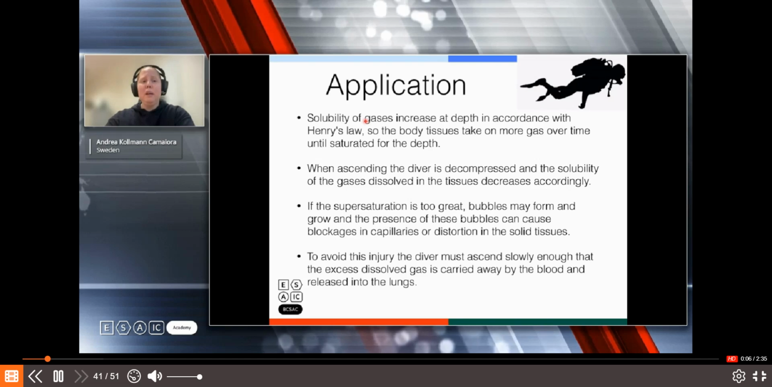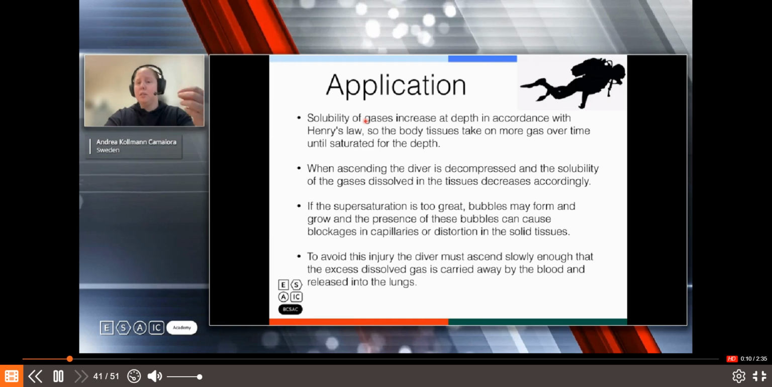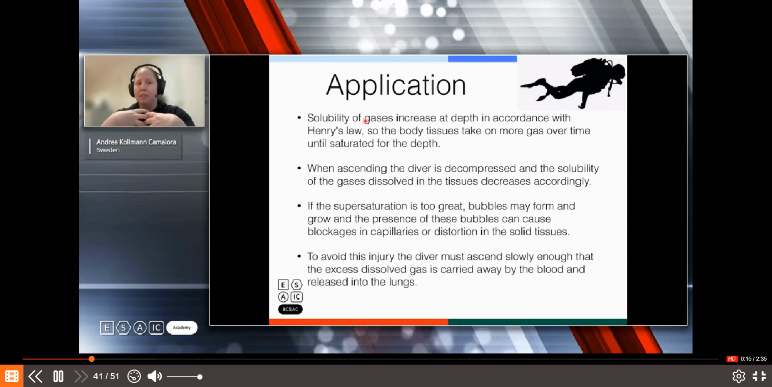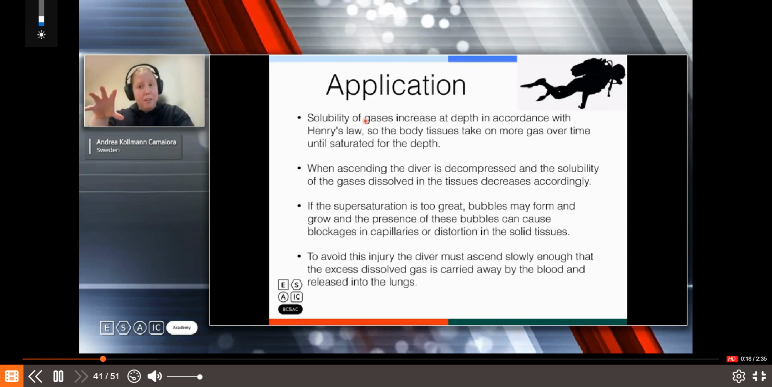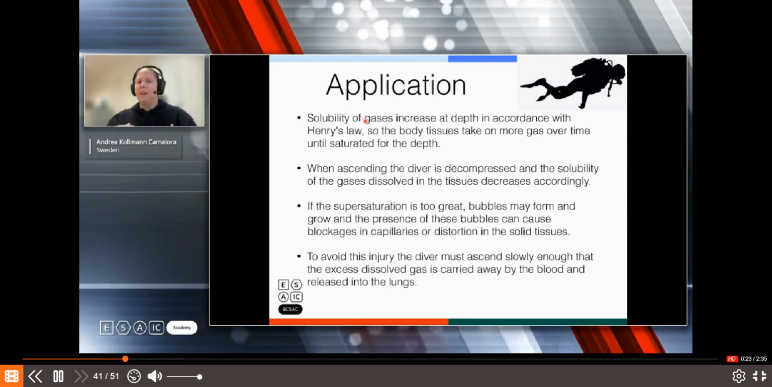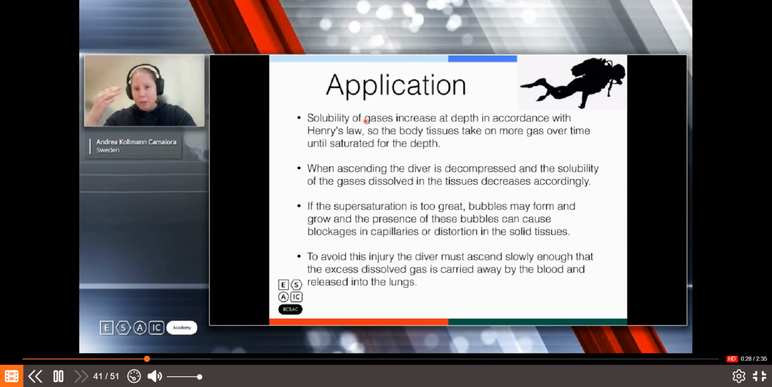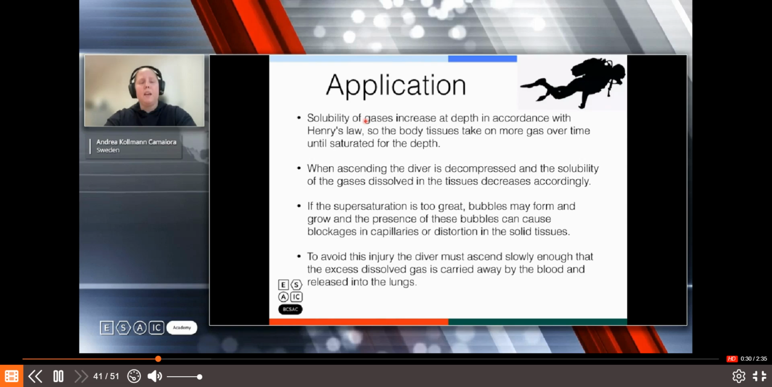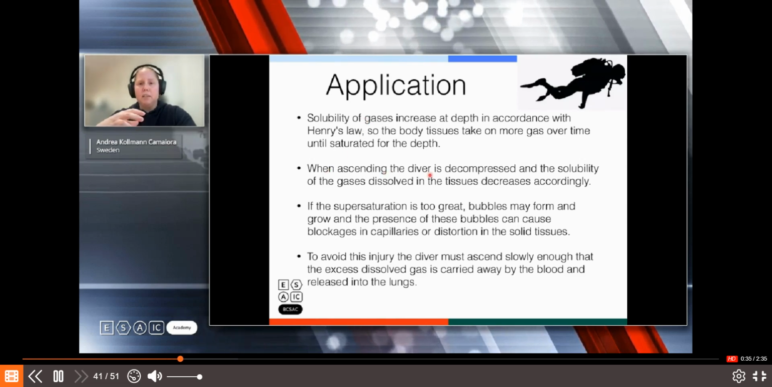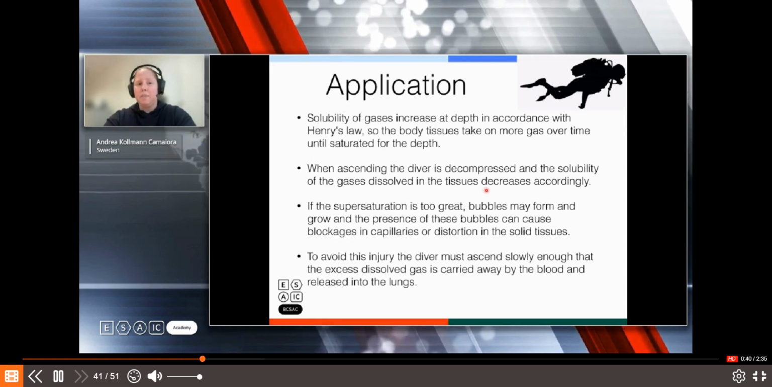So the solubility of gases increases at depth in accordance with Henry's law. So the body tissues take more gas because they're at a higher pressure. They are more soluble, so they dissolve in our tissues, and they become saturated for that specific depth, so that specific pressure. But when ascending, the diver is decompressed, and the solubility of the gases dissolved in the tissues decreases.